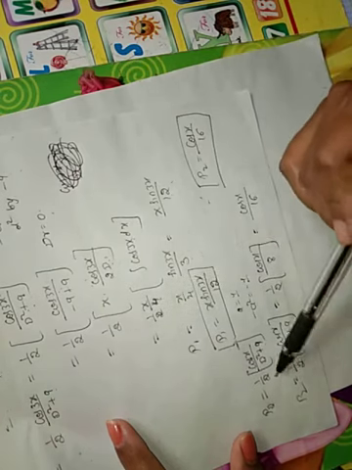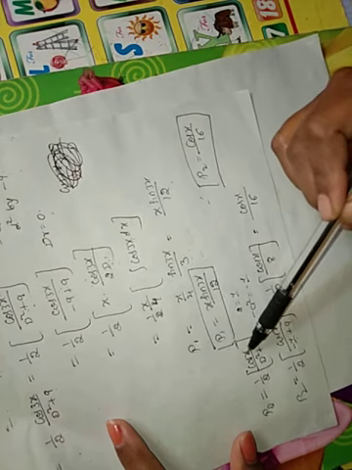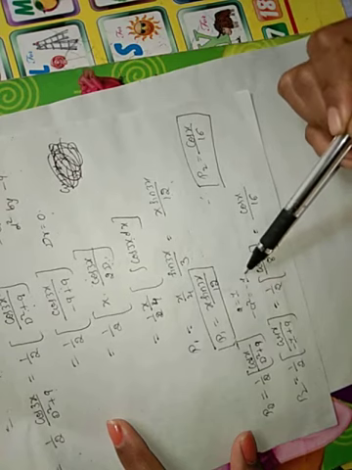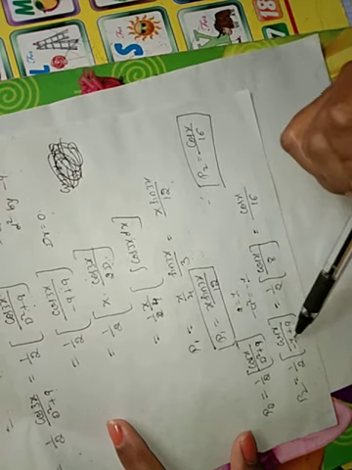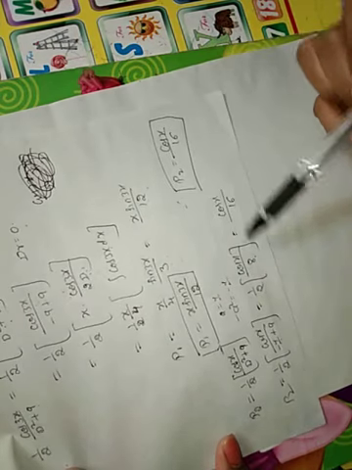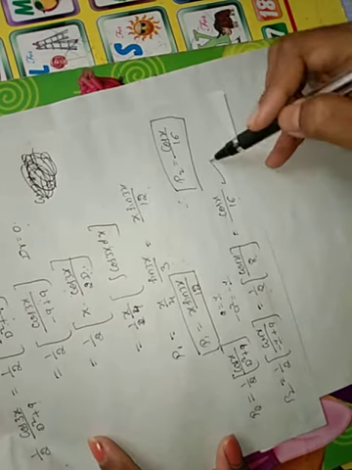Similarly, we go for the P2. P2 equal to 1 by 2 cos x divided by D square plus 9. Here the coefficient of x is 1, so a equal to 1, minus a square equal to minus 1. Replace D square by minus 1. Minus 1 plus 9 becomes 8. So 8 into 2 is 16. Cos x divided by 16 is our P2.